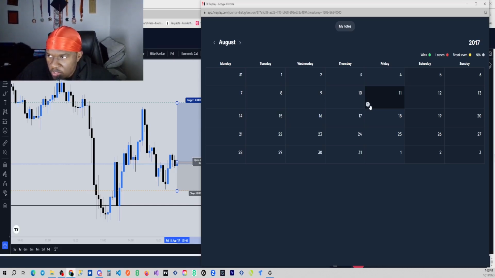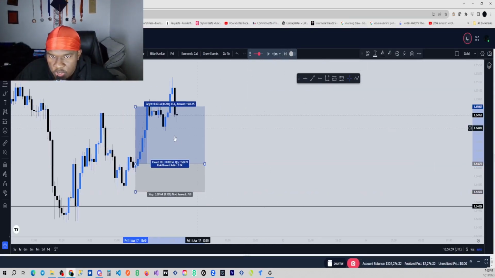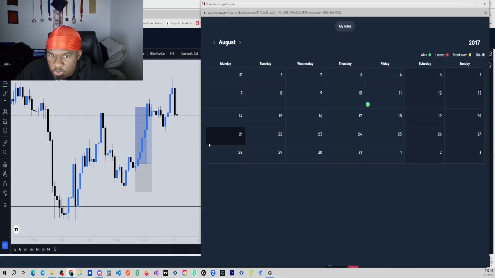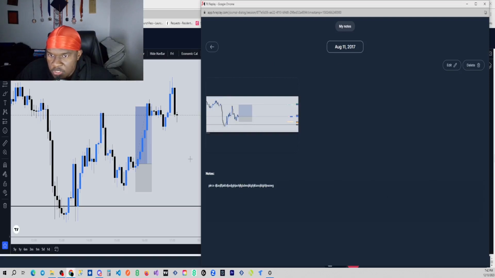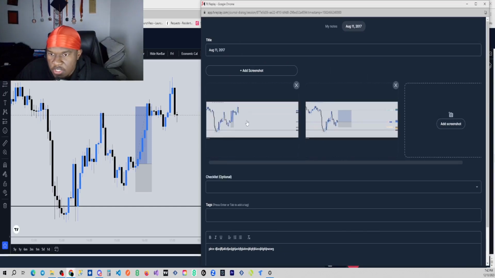Right now, it's great because they don't know if you won or lost. In this case, we won, so beautiful, beautiful, beautiful. If we go back to journal, you're going to see now it turned green. And you can view what happened. And then you can take another screenshot, hit edit, and then you can hit add screenshot, and it shows everything.